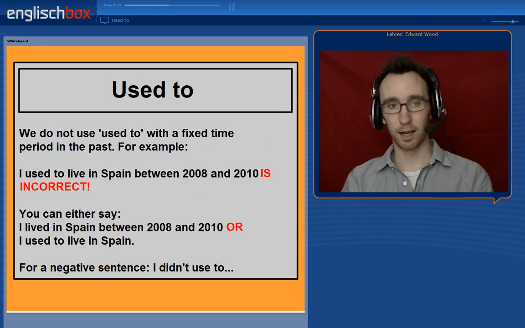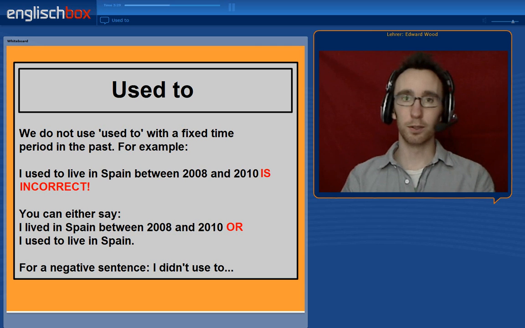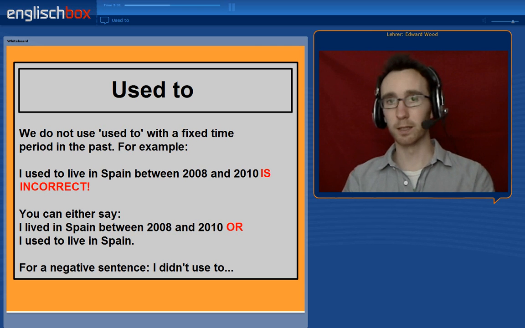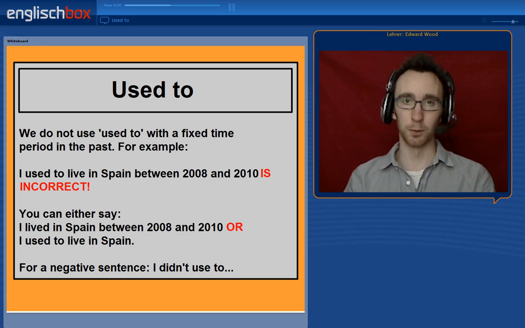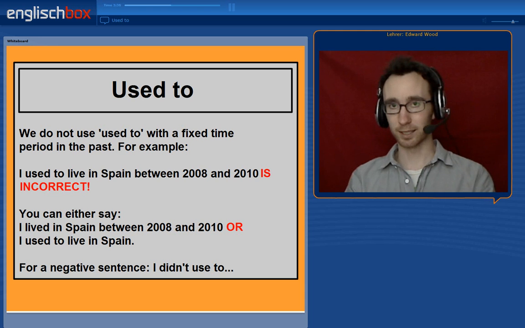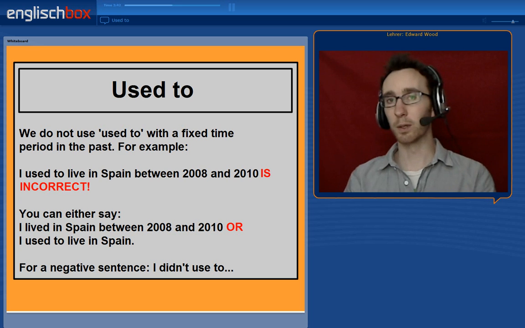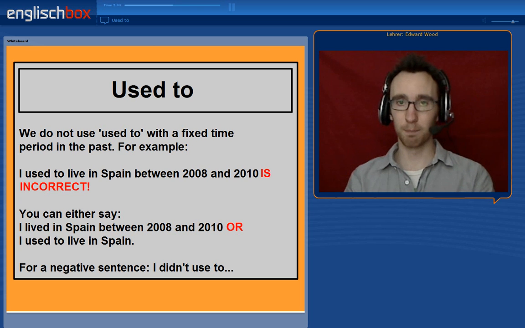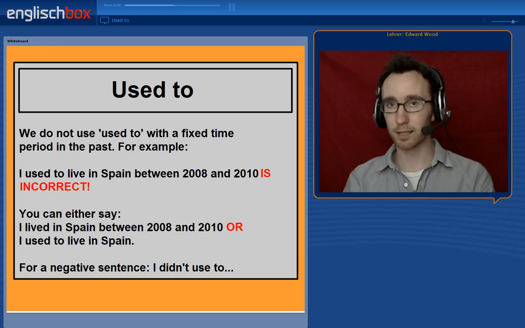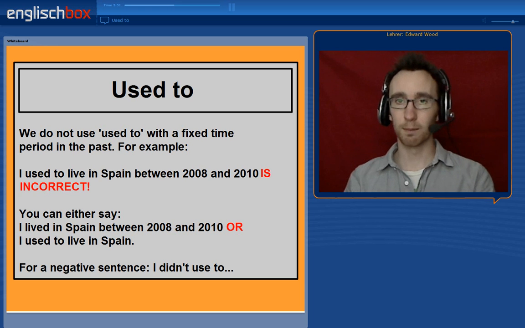Moving on to the next slide. 2 points here. Firstly, we do not use a fixed time period or fixed time expression with used to. So we cannot say, I used to live in Spain between 2008 and 2010. Here we would simply use the past simple. We would say, I lived in Spain between 2008 and 2010. Or simply, I used to live in Spain without any time expression.